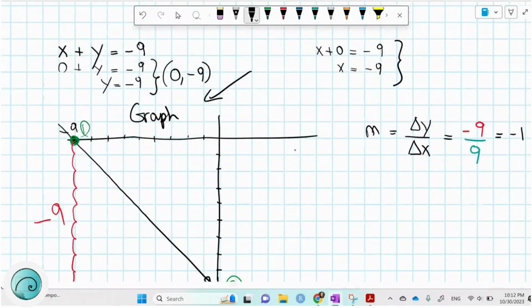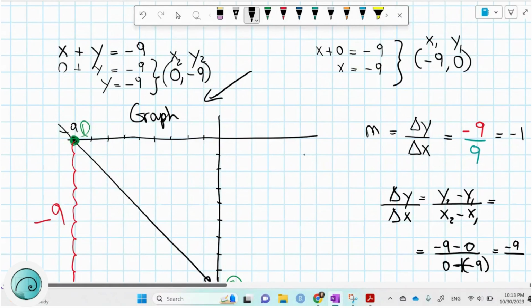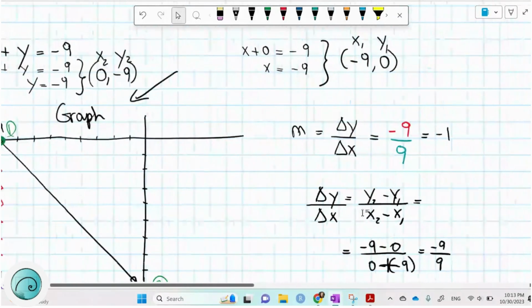What would be another method? The other method would be, okay, you've got 2 points. The negative 9 was on the x here, the 0 was on the y. You could have done the change of y meaning y2 minus y1, and then the change of x meaning x2 minus x1. So this is your x1, y1, and this is your x2, y2. So you've got y2, negative 9, minus y1, 0. And then x2, 0 minus negative 9. So negative 9 over, this becomes plus, 9. So same thing, negative 1.